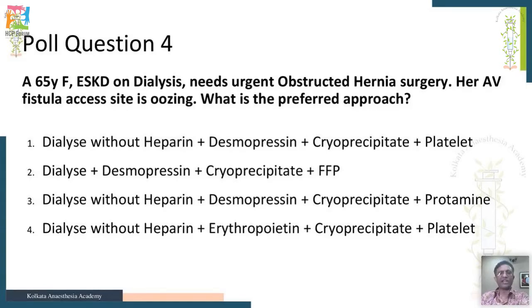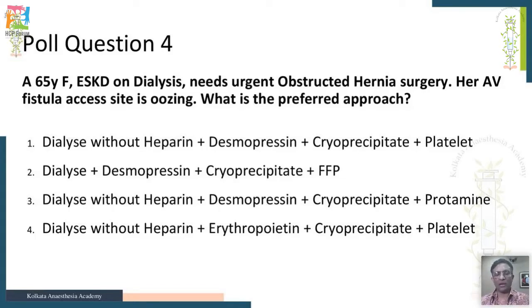So essentially what we are looking at is a patient with end-stage kidney disease needing an urgent surgery, emergency surgery. You find that the AV fistula access site is oozing. So there is a bleeding manifestation somewhere over there. And how would you take care of the bleeding? And you have to go in for the surgery very, very quickly.